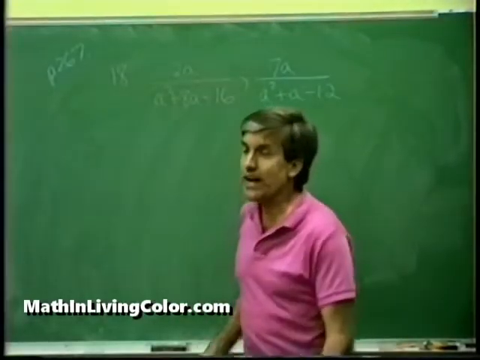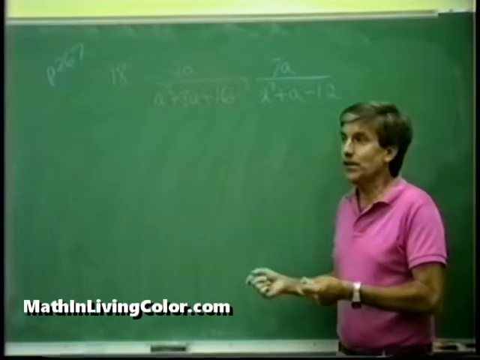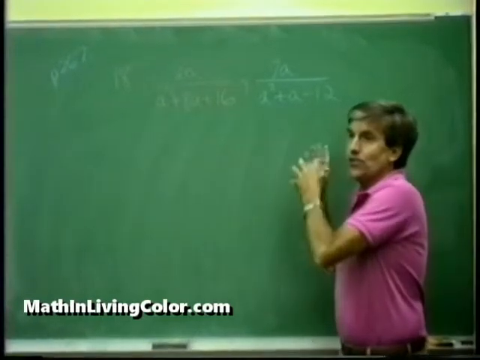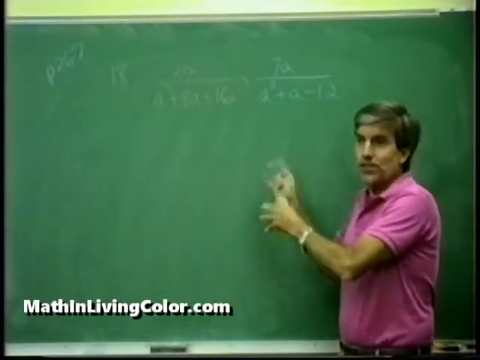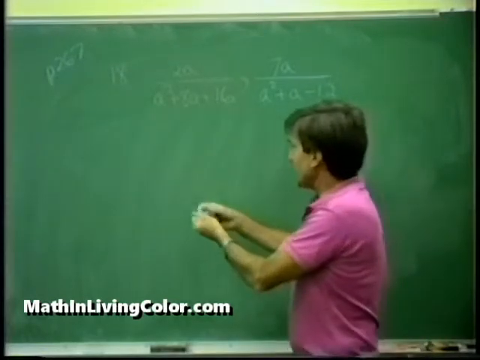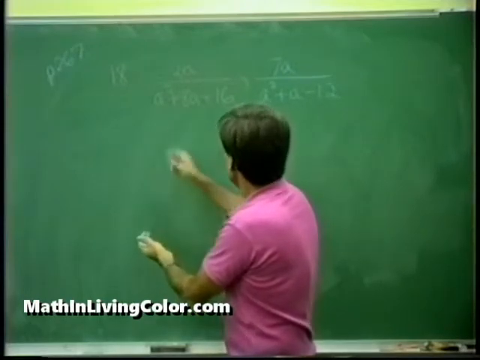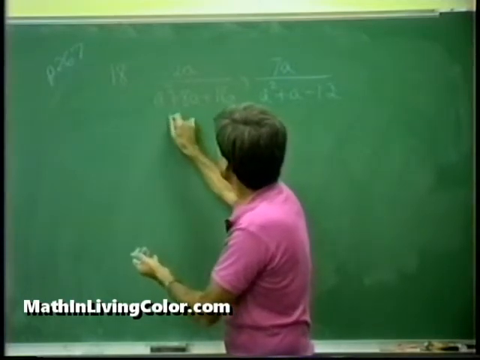And remember, we're trying to find the least common denominator. How do we find the common denominator? You have to factor the denominators so you can see what factors we're going to build with. Okay? So let's factor that denominator. What would that be? A plus 4, a plus 4, twice.